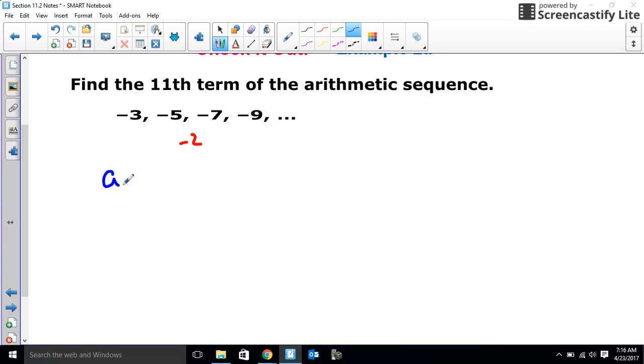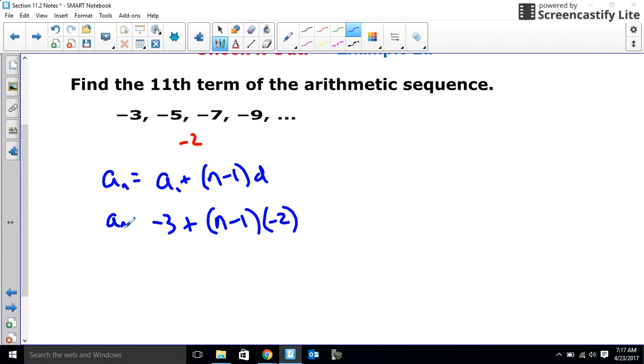So what I'm going to do is use that formula, a sub n equals a sub 1 plus n minus 1 times d. I'm still using that same formula, where a sub 1, what's the first value in that sequence? Right, it's negative 3. So I have negative 3 plus n minus 1 times d. Now this is your d value right here because that's what you're subtracting each time. Or if you're adding something, that would be a positive number, but we're subtracting here. So we have times negative 2.